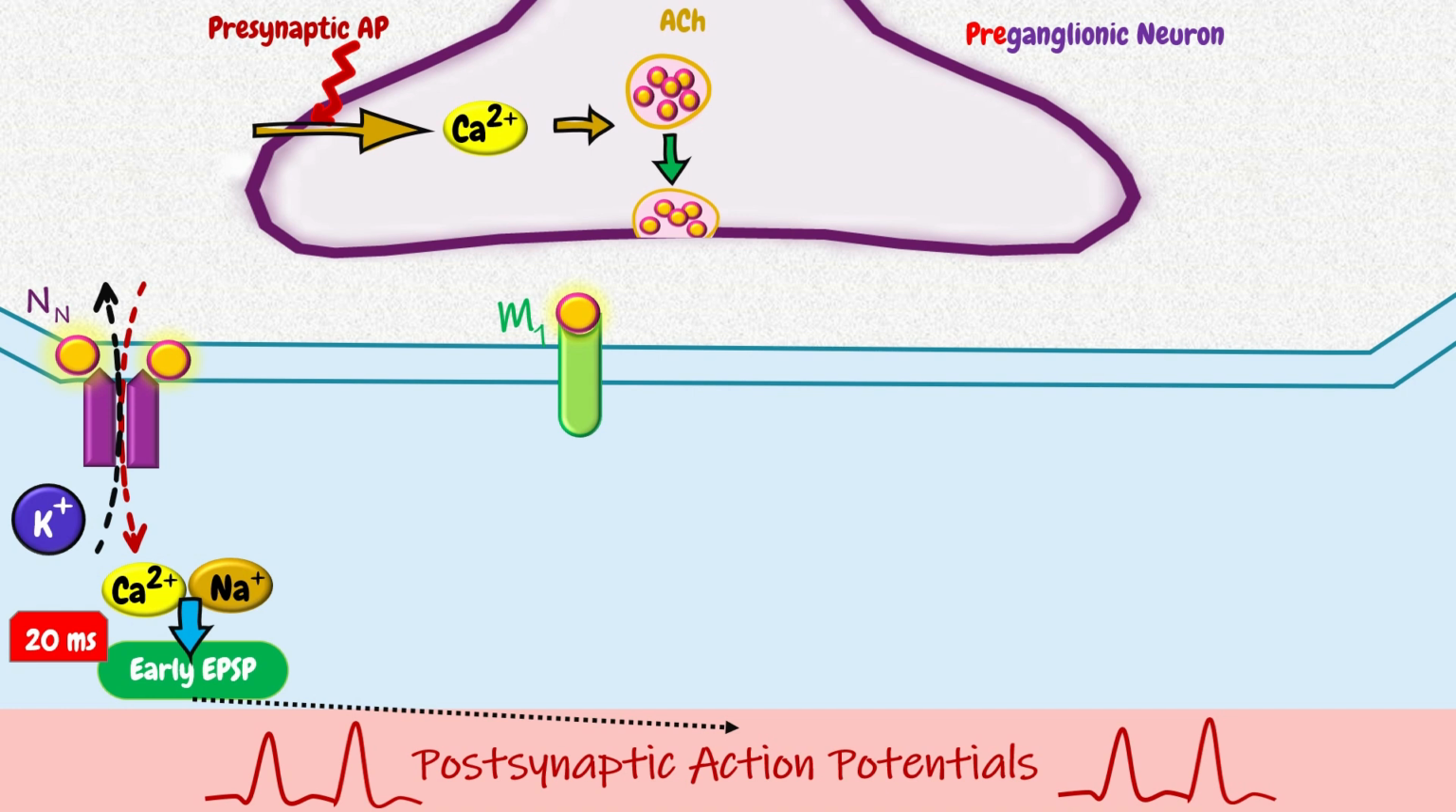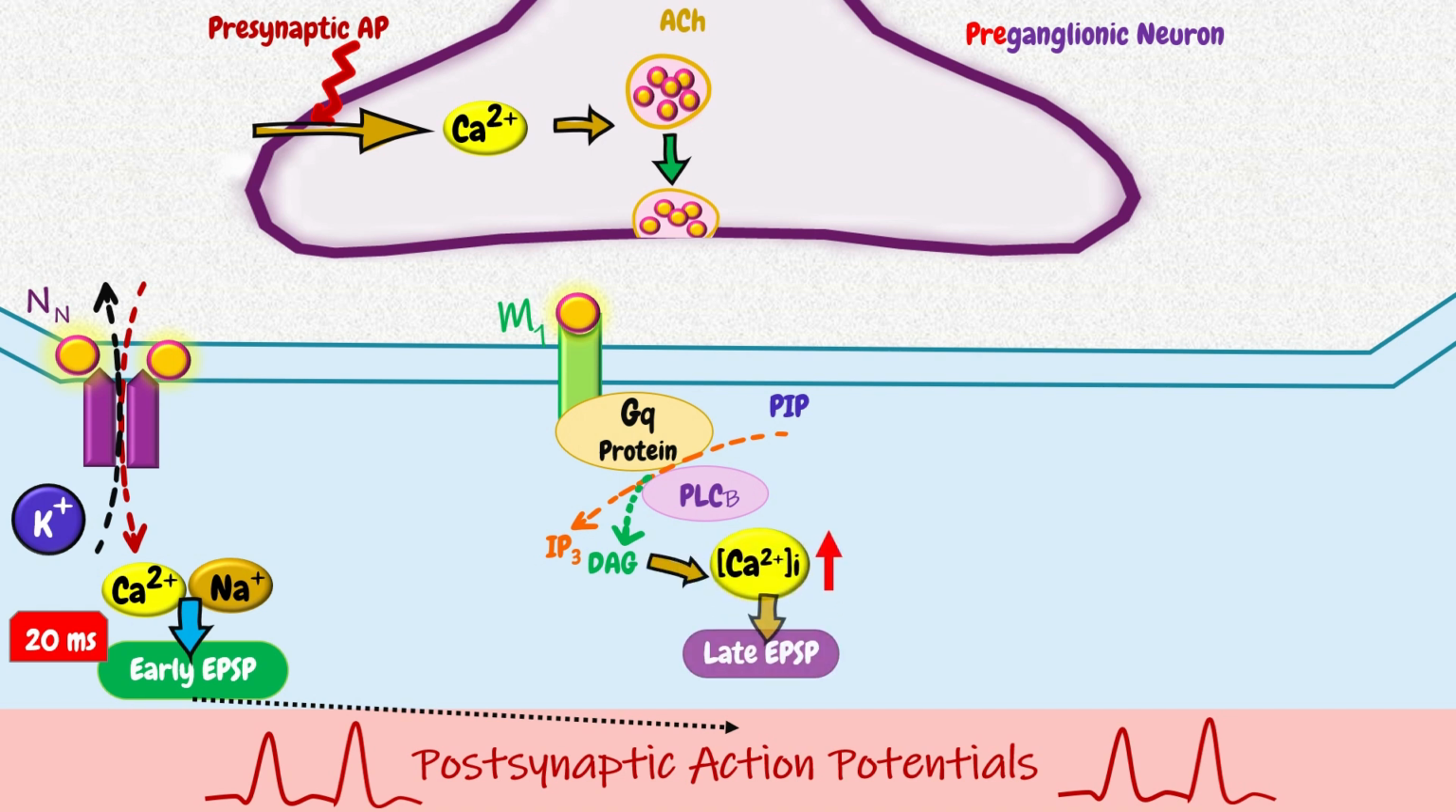M-cholinoceptors M1, M2, and M3 are metabotropic receptors. They indirectly affect synaptic transmission through G proteins. M1 cholinoceptors occur mainly on autonomic ganglia, CNS, and exocrine gland cells. They activate phospholipase C-beta through Gq protein in the postganglionic neuron, and inositol triphosphate and diacylglycerol are released as second messengers that stimulate calcium influx and a late excitatory postsynaptic potential at 2 seconds.